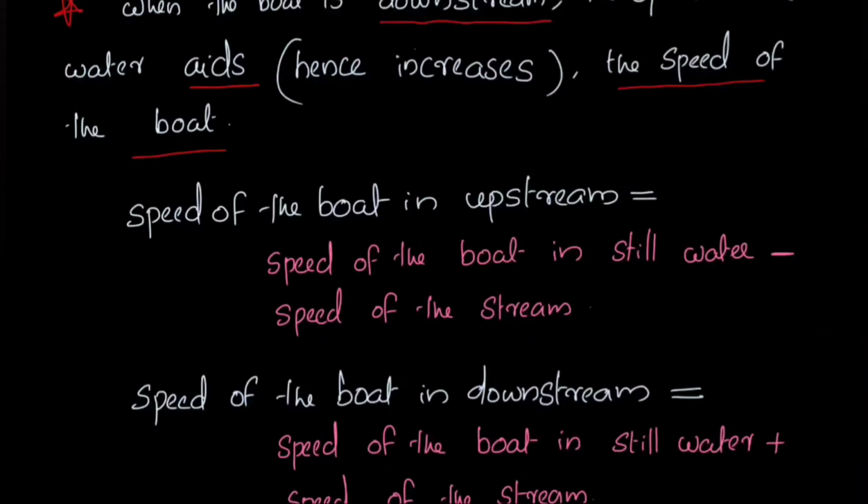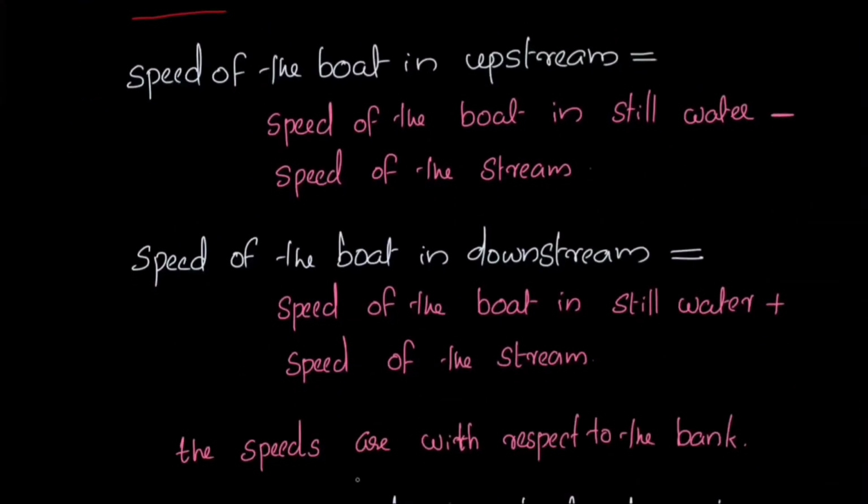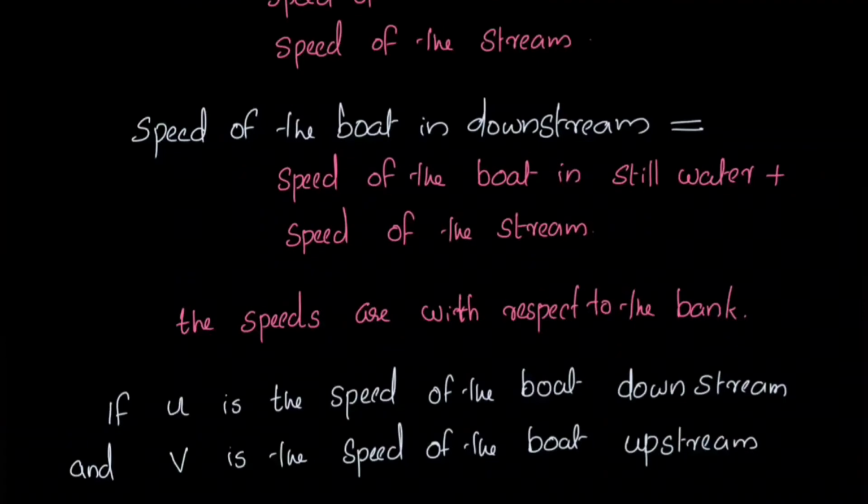So it can be written as the speed of the boat in downstream is equal to the speed of the boat in still water plus the speed of the stream. Here the speeds are with respect to the bank, that is the river bank. Now we can derive two equations.